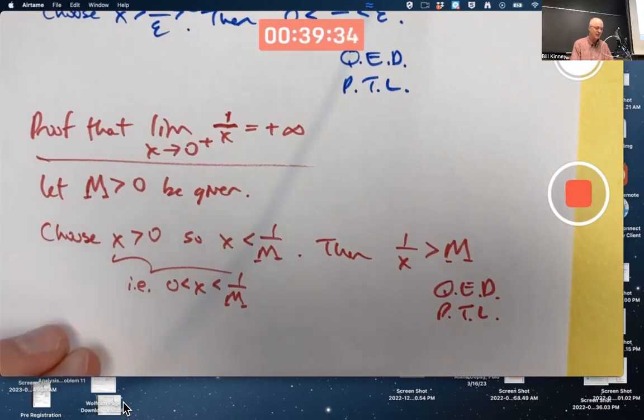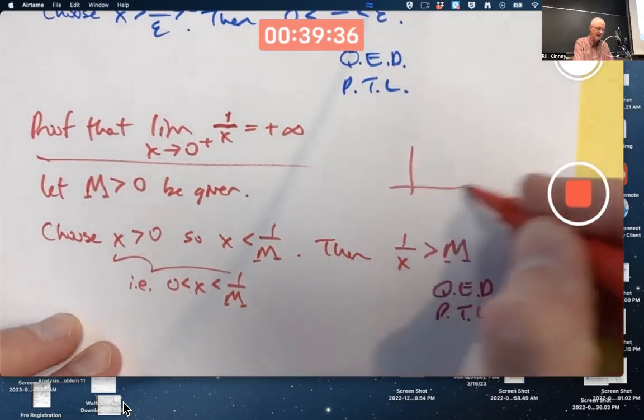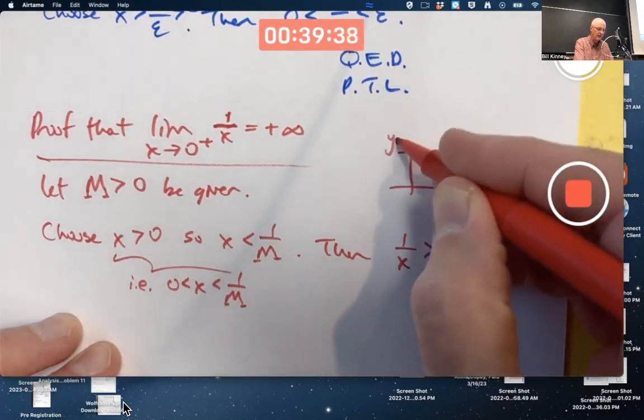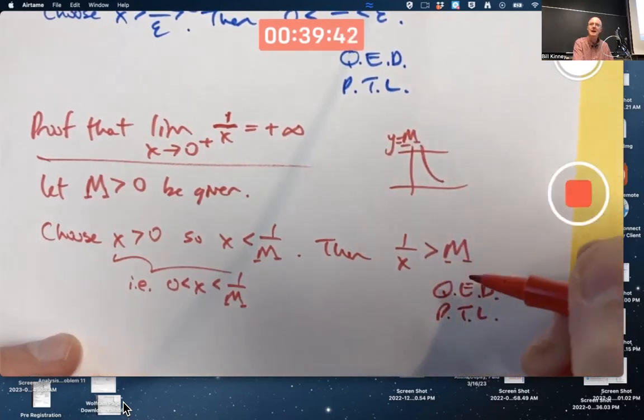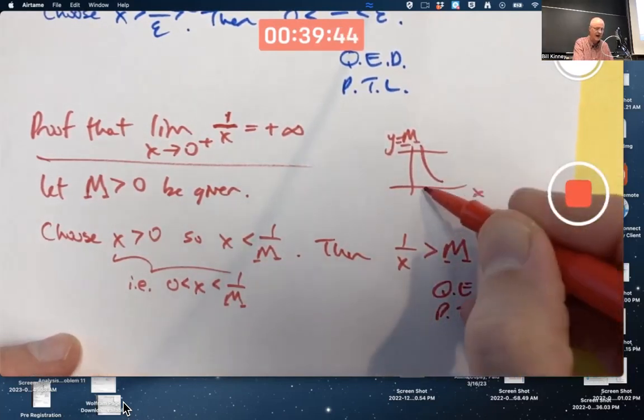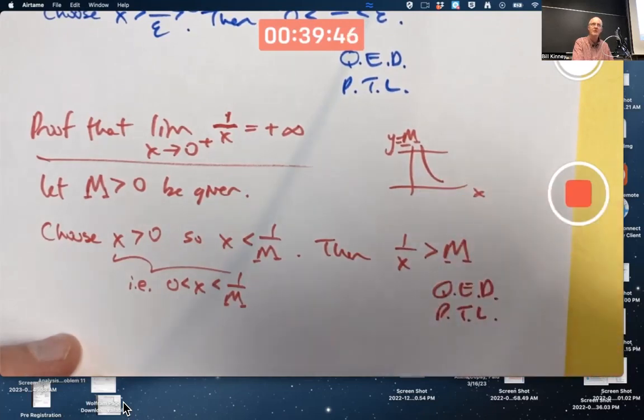This is making rigorous the idea that I can get above any horizontal line, y equals m, no matter how big m is. As x approaches 0 from the right, this graph will eventually get above it, and I could illustrate it with the graphs in the calculator.